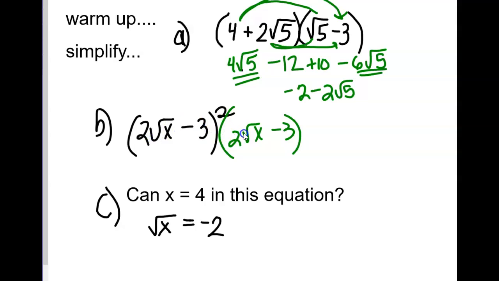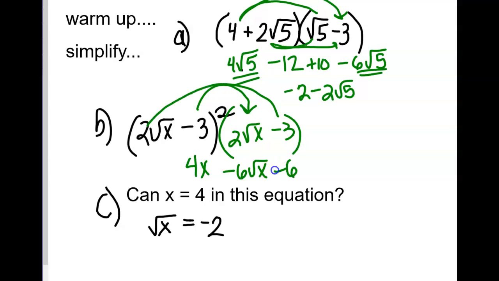So real quick, 2 square roots of 2x times 2 square roots of x. Anybody know what that would be? 4x. All right, then here times here, we'd get a negative 6 square root of x. I'm doing funky order, I apologize. There times there is negative 6 square roots of x. And then negative 3 times negative 3 would be plus 9. So we wound up with 4x minus 12 square roots of x and a plus 9.